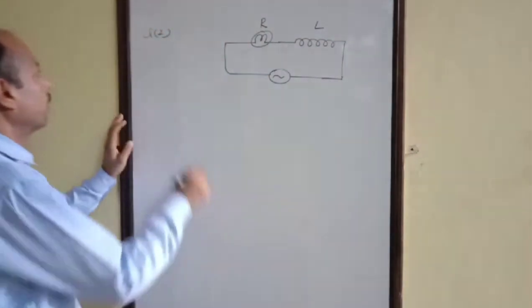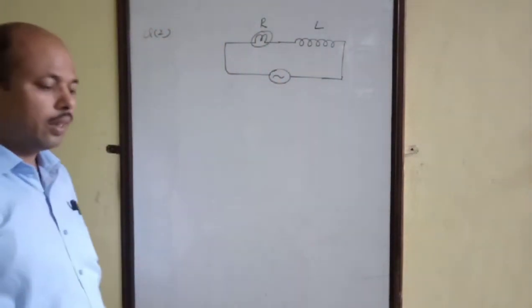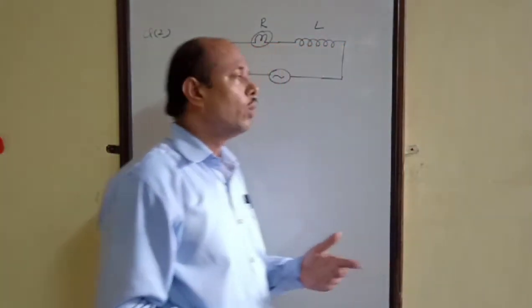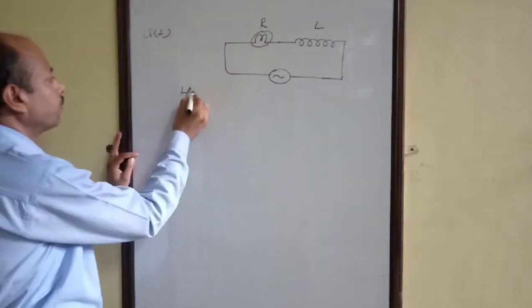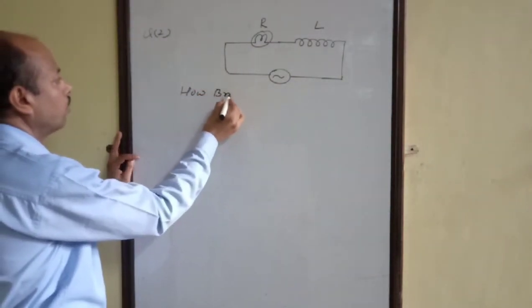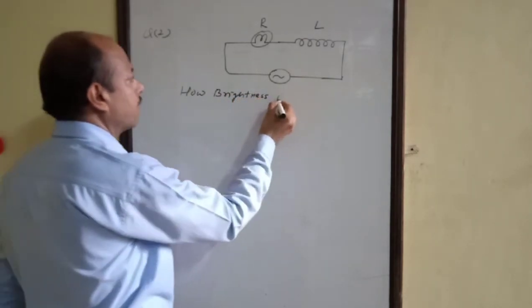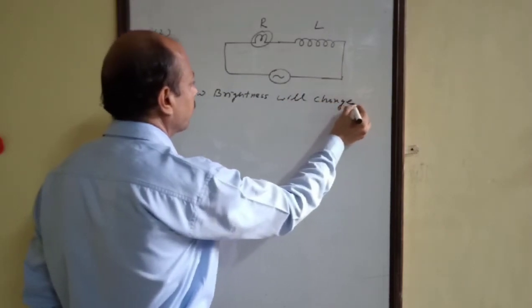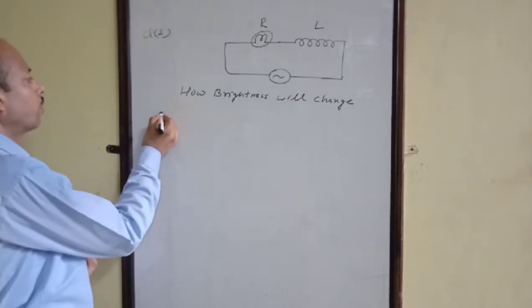The question is similar. Initially, the bulb glows with some brightness. How will the brightness of the bulb change? First part.